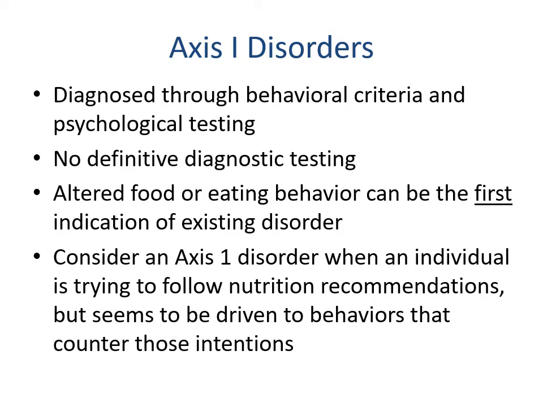Now, altered food or eating behavior can be one of the first indications or symptoms of an existing disorder. Again, not the cause, but something that happens at the same time, a comorbidity, right? So we may see a change in intake, etc. For example, we would consider an Axis 1 disorder when an individual is trying to follow nutrition recommendations, but seems to be driven to behaviors that are counter to those intentions. With ADHD, for example, they lack impulse control. They want to make better dietary choices, but then they fail to, because they have poor impulse control. So that's an Axis 1 disorder interfering with a nutrition intervention.